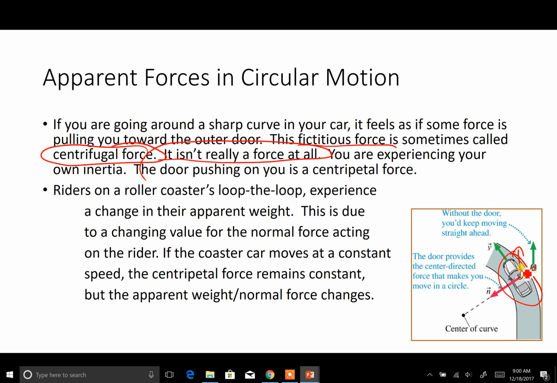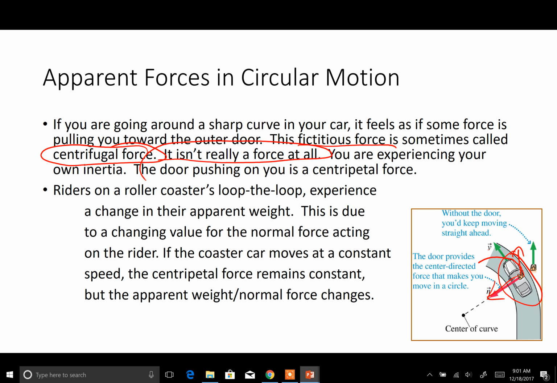And when you hit the door, it pulls you toward the center. It feels like you're being pulled outward, but in reality, you're not. In reality, it's your inertia carrying you outward until there's a net force. That force is applied to you toward the center of rotation. So centrifugal force is not a real thing.